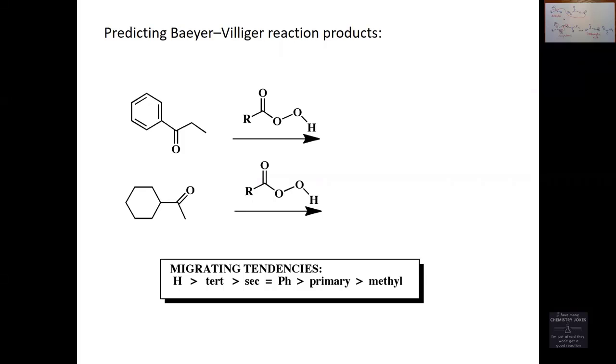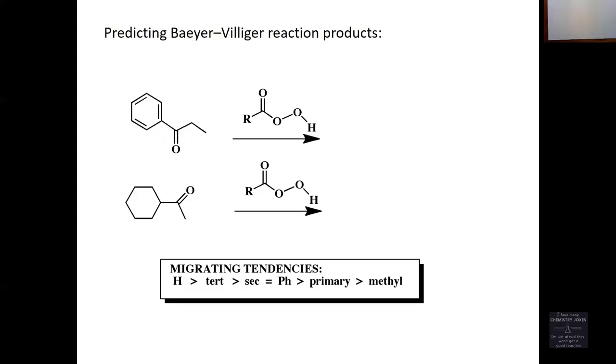Like I said, some R groups migrate faster than others, so that bottom box tells you who can migrate the fastest, and you see that H is the first on the list. So that's why aldehydes always become carboxylic acids, because H is the fastest migrator. Methyl is the slowest. Secondary and phenyl, that's benzene, are the same. Tertiary is faster than secondary, which is faster than primary. It kind of goes in order of carbocation stability-ish, but hydrogen is the fastest.